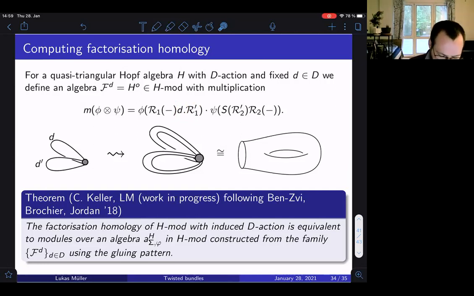And then the theorem says that you can describe factorization homology on a surface like this, which comes with a D-bundle described by these two elements, by doing the following. You assign to every arc the algebra F_D. So here we assign F_D, here we assign F_D prime, and then we take the tensor product over all these algebras, and we define a multiplication on it using the gluing pattern. And then modules over this algebra within the category of H-modules will compute the factorization homology.